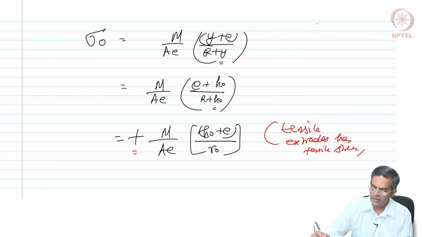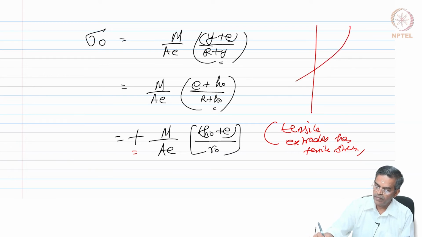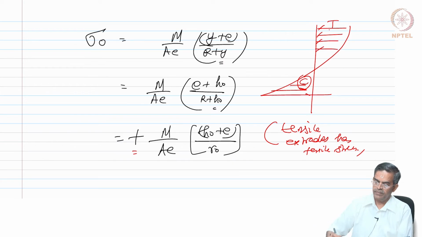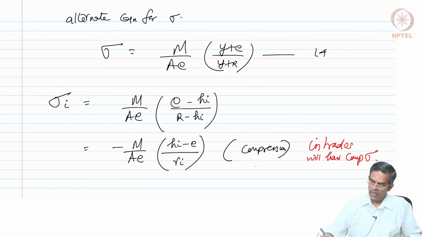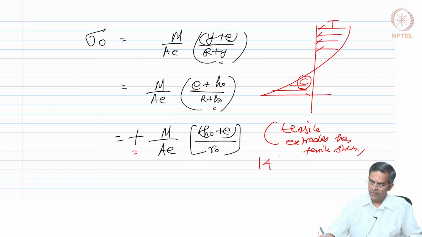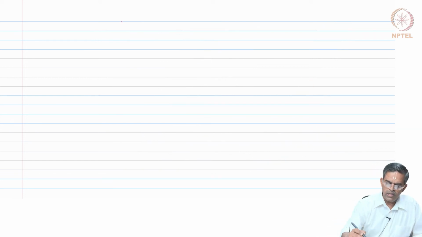That is what we also plotted, isn't it? The plot was like this. So, this is all compression and these are all tension, is it not? Am I right? So, it's 14b. This was 14a and this is 14b. Let us look at a limiting case.